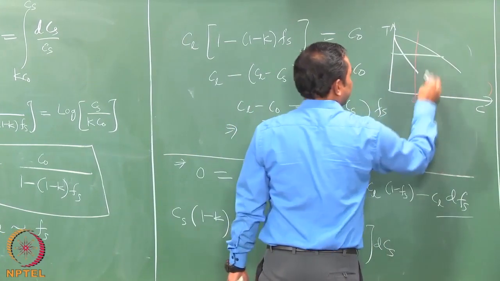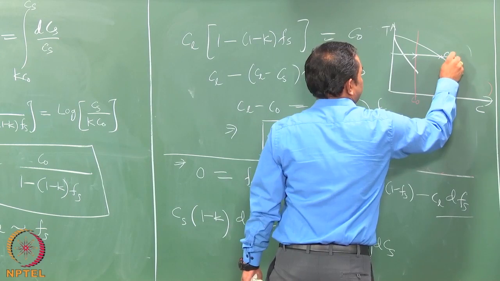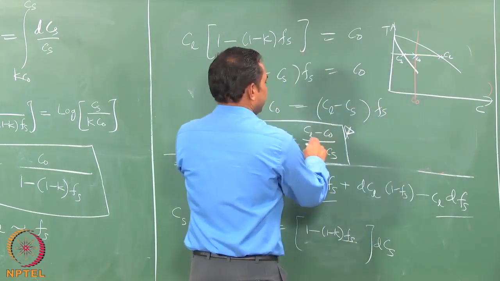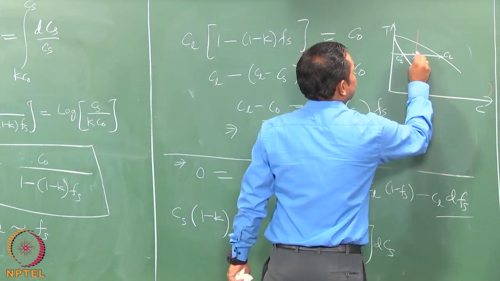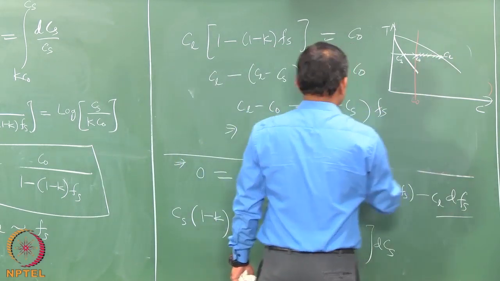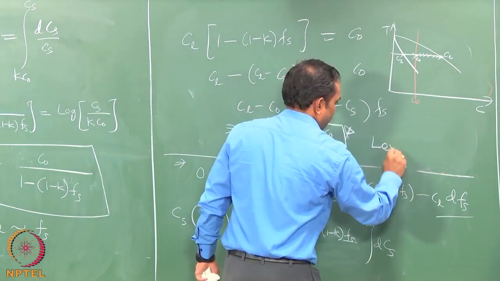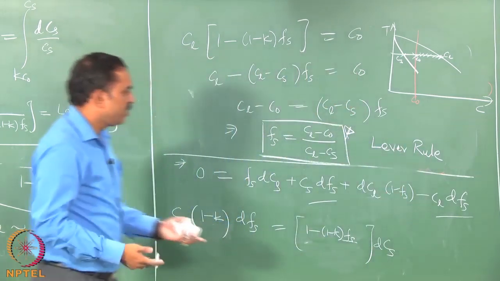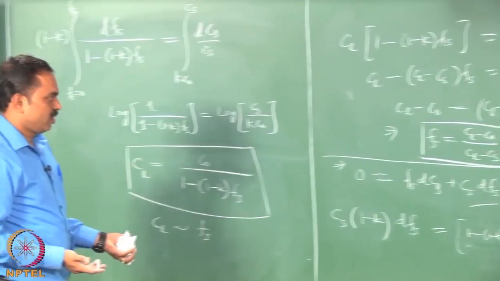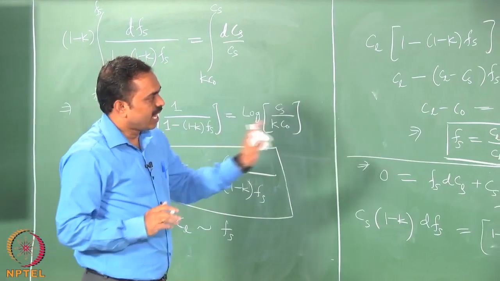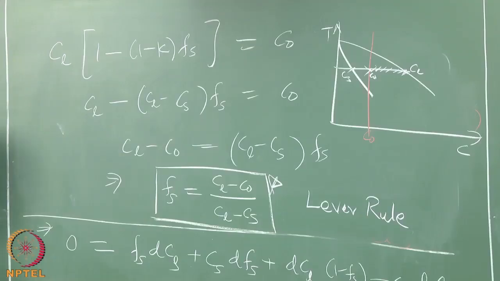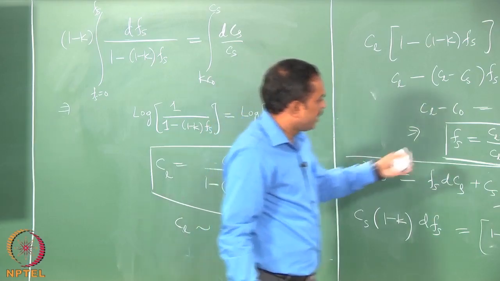At a given fraction, if this was CL and this was Cs and this is C naught, then what we have written is CL minus C naught, that is this distance divided by the total distance. Lever rule. Okay, so Lever rule is nothing but balance of solute. Okay, under the assumption that you have got complete mixing in the liquid and in the solid region. So there is absolutely no special phenomenon behind this equation, Lever rule.